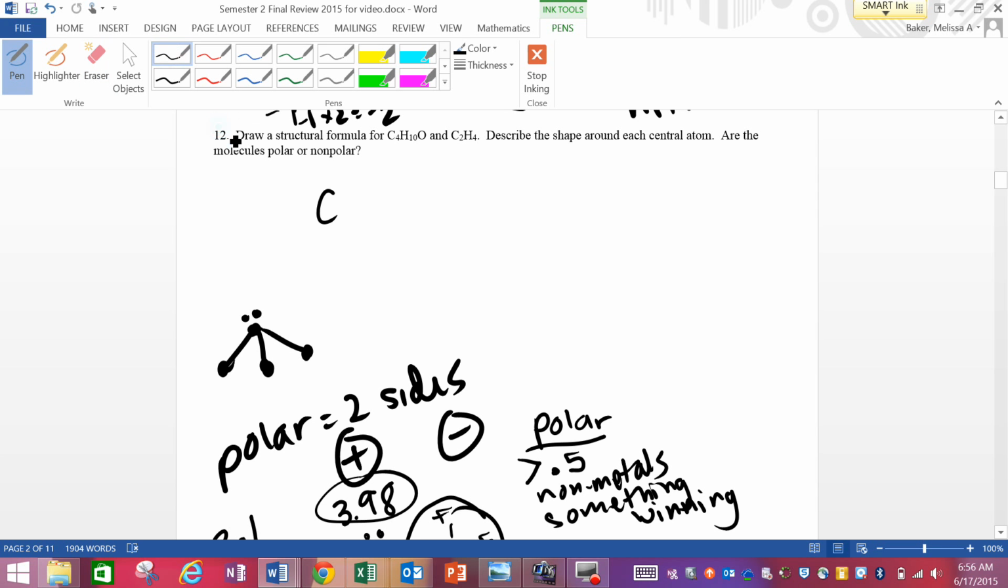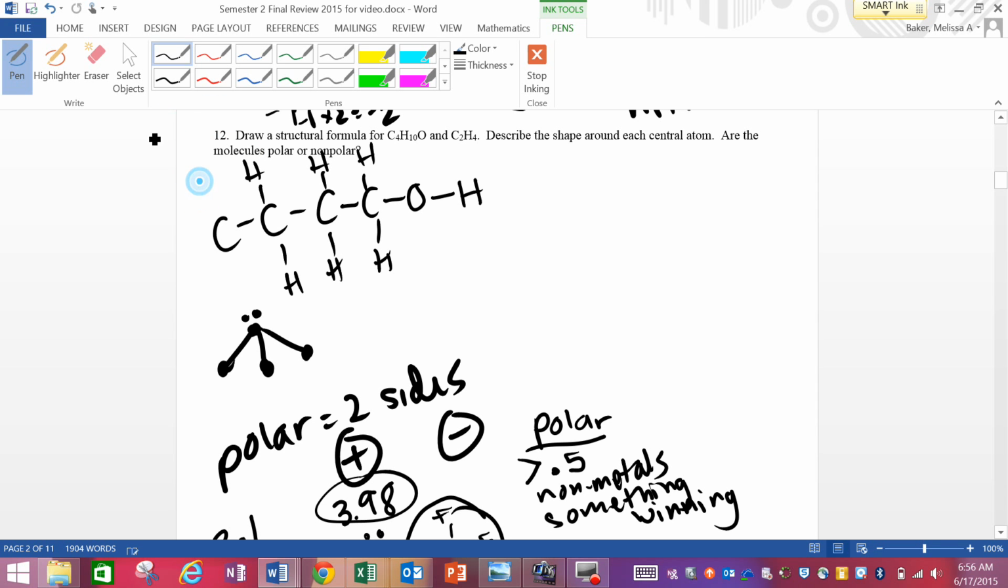C4H10O. So remember honk 1, 2, 3, 4. Every carbon needs to be surrounded by 4 things. Oxygens, it's 2. Hydrogens, it's 1. So C4H10O. See if we've got 10 H's here. We're looking pretty good. And I'm going to draw the lone pairs on the oxygen.